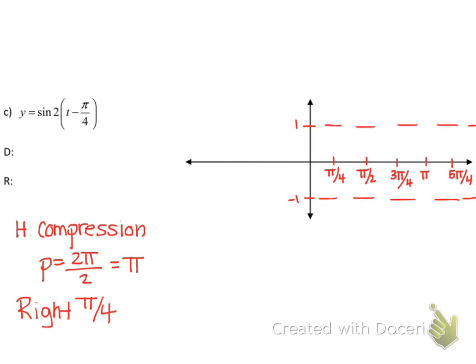So our original sine function would start at 0, 0, but since we're going to the right pi over 4, we go to pi over 4, and then up to 1, 0, down to -1, and we end at 5 pi over 4. So that means that my domain is pi over 4 to 5 pi over 4, and my range is still -1, 1.